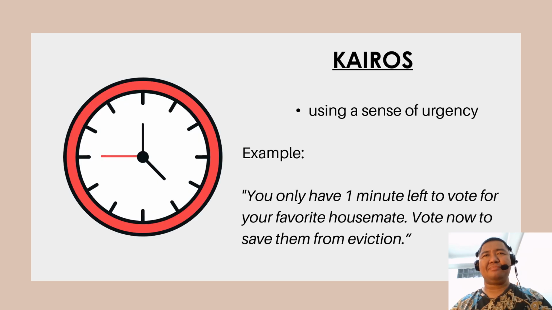Okay, next. And I think this is the last one of the five common persuasive devices. We have Kairos. Kairos is using the sense of urgency. This is pretty common in marketing. This is pretty common in certain TV shows like Big Brother. For example, you only have 1 minute left to vote for your favorite housemate. Vote now to save them from eviction. So you're being given a sense of urgency. You're given a limited time to act.